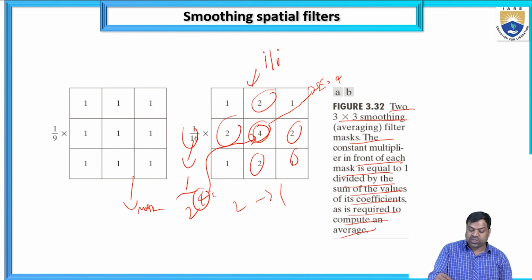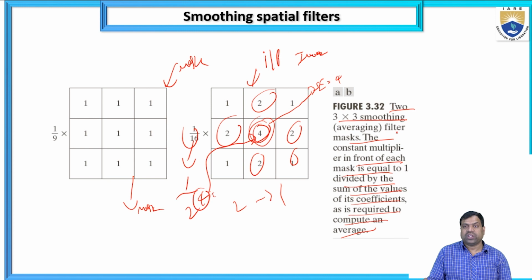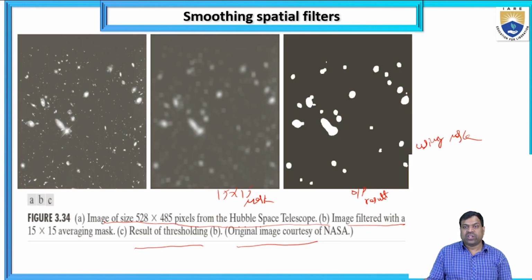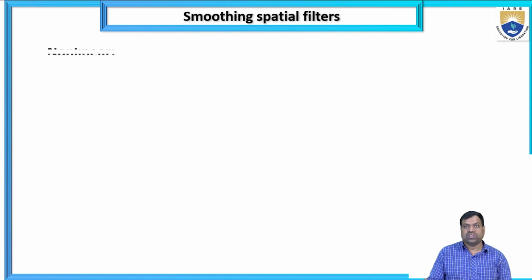Okay, it is the input image and it is a mask. The middle one is equal to 4, why? Because 1 by 16 equals 2 to the power 4. The 1 and 2 are nothing but the intensity values, the gray levels between black and white. It is one example of a mask, from input to output. The mask is a 15 by 15 averaging mask. The input is a 528 by 485 pixel image from the Hubble Space Telescope.